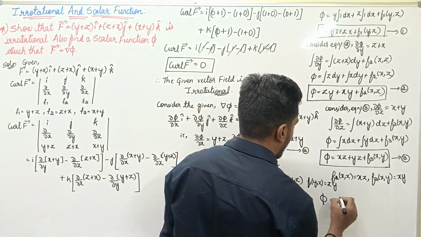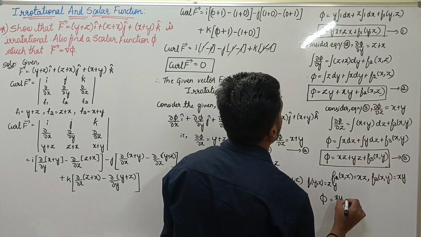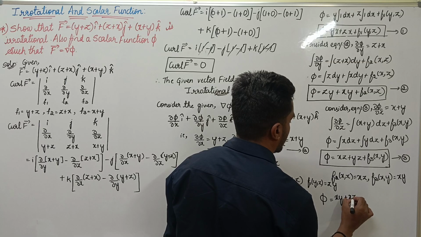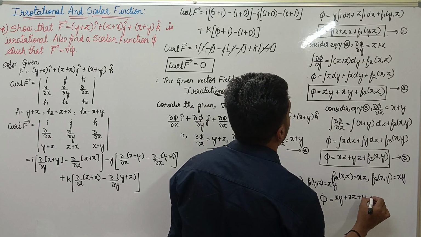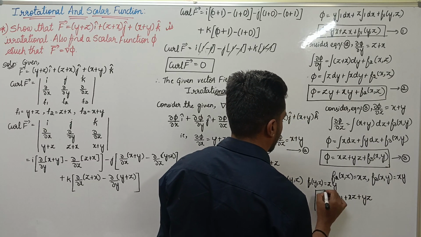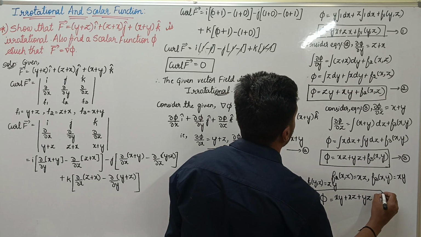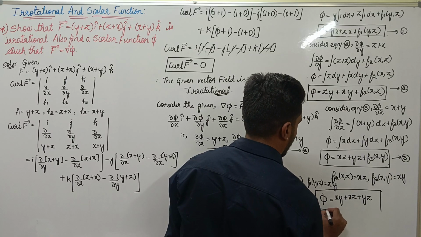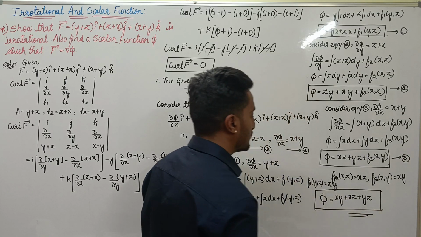That is phi equal to xy plus xz plus yz. This is our scalar function.